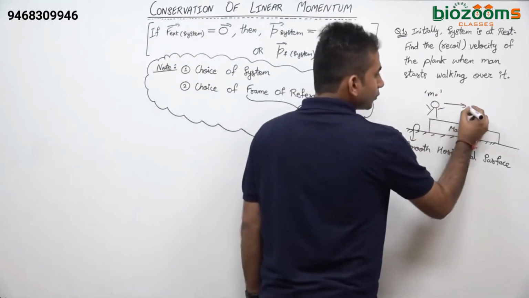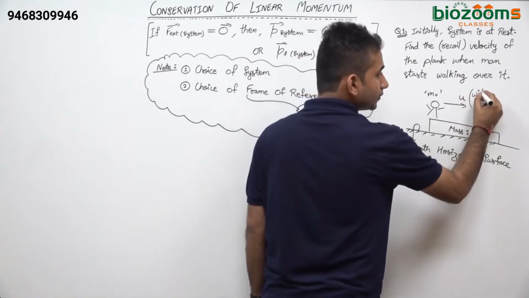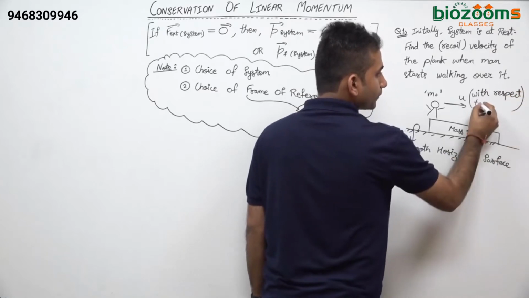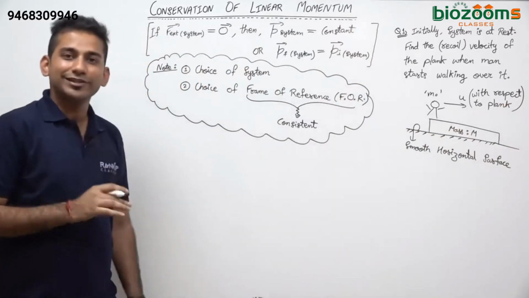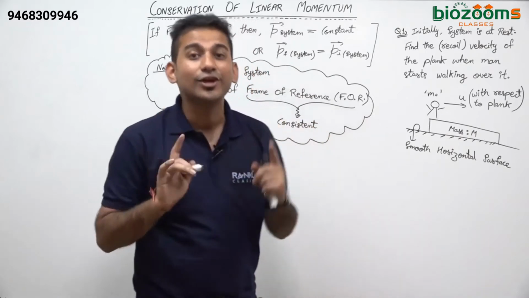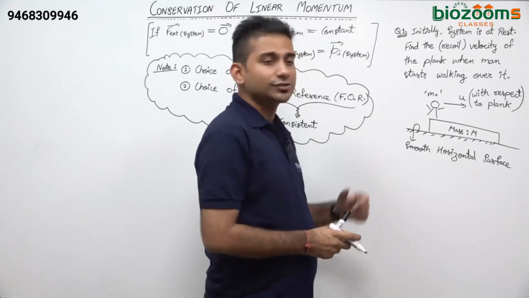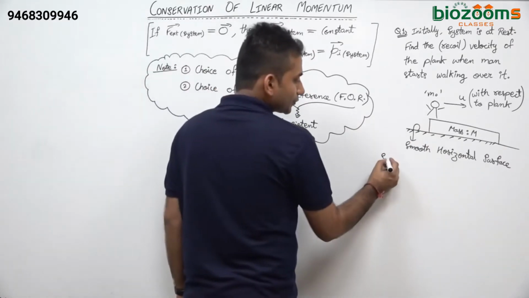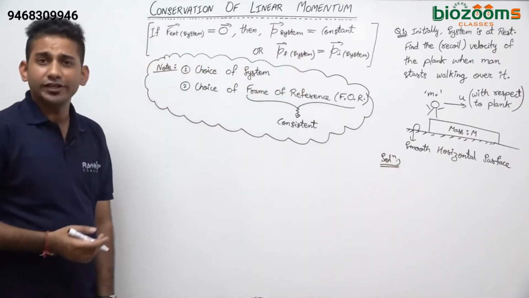Now the man starts walking over the plank with a velocity u, but this velocity u is given with respect to the plank, which means if the plank is considered as an observer, then according to the plank, the man will be walking over the plank in the forward direction with a velocity u. Got the point? And you need to determine the recoil velocity of the plank. Got it? Now, we are going to solve this problem by applying the simple principle of conservation of linear momentum.